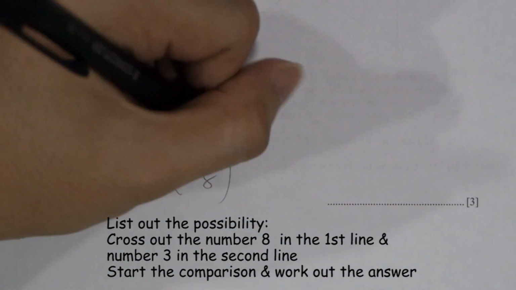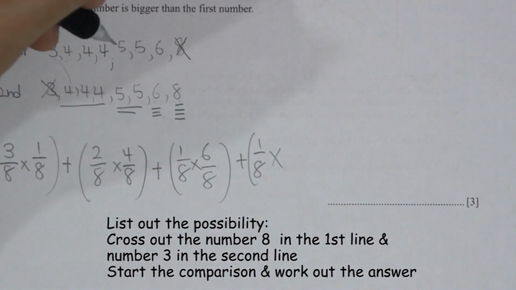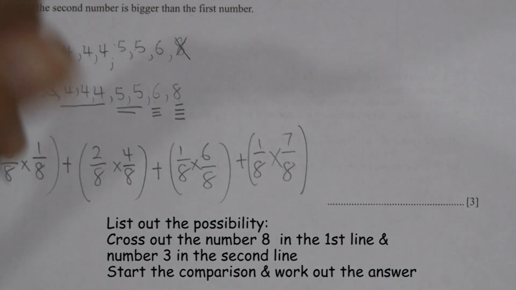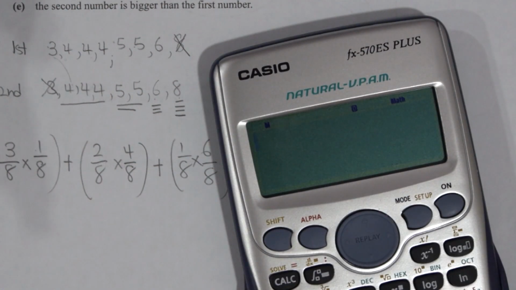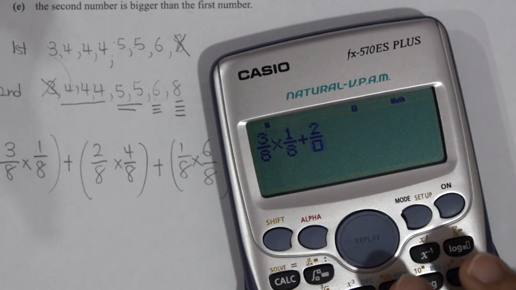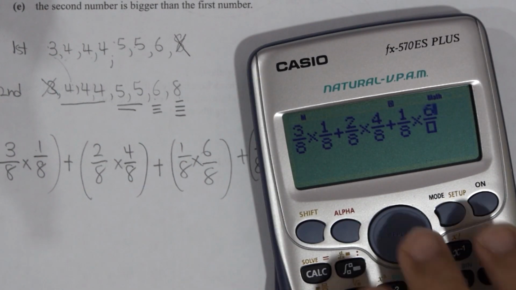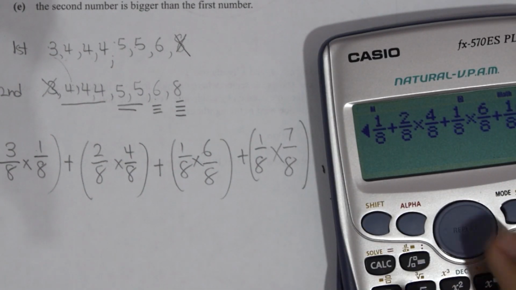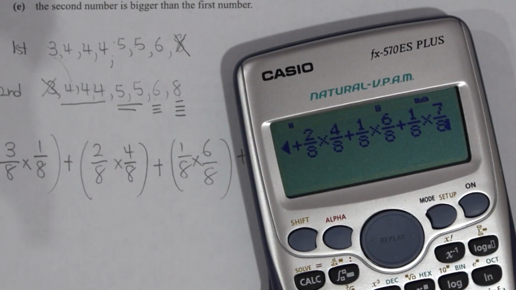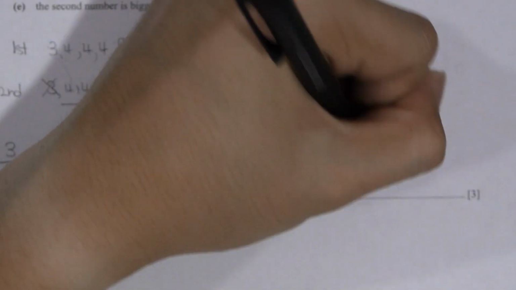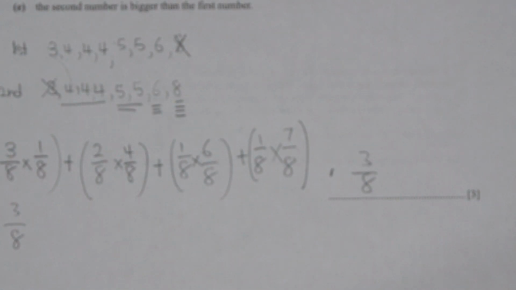So chances of you getting 5 is 2 over 8, and it's bigger than the first number. There's actually 4 numbers that 5 is bigger than, which is 3, 4 over 4, so times 4 over 8. Plus, moving on to next one, which is 6. So it's 1 over 8 times 6 over 8. And the last one is representing the number 8, which is 1 over 8 times 7 over 8. So the final result is 3 over 8.